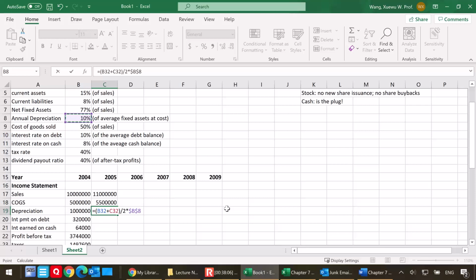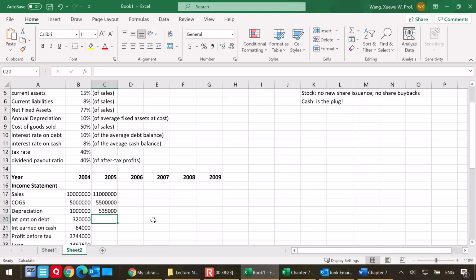Of course, the number is not right because there's no fixed asset cost for 2005. So expect this number to change after the model is solved. Okay, so you can actually take a note and see whether this number is indeed changing after we solve the model. All right, and then let's look at interest payment on debt.